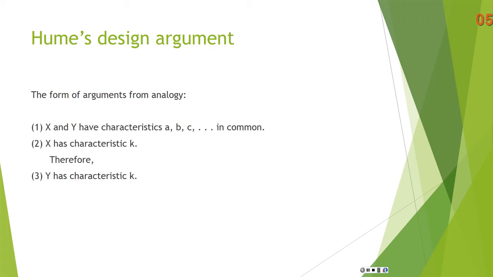X and Y have characteristics A, B, C in common. X has characteristic K, therefore Y has characteristic K. X and Y would be John and I. Characteristics A, B, C would be movies, bands, television. I can't really remember. X has characteristic K, so John likes science fiction movies. Therefore, Y likes science fiction movies, which is characteristic K.